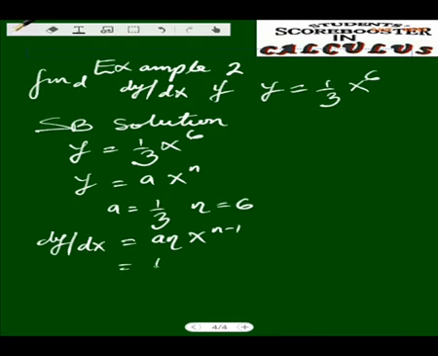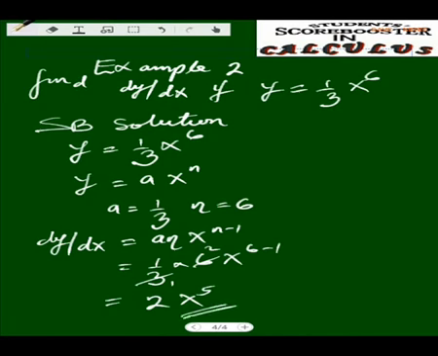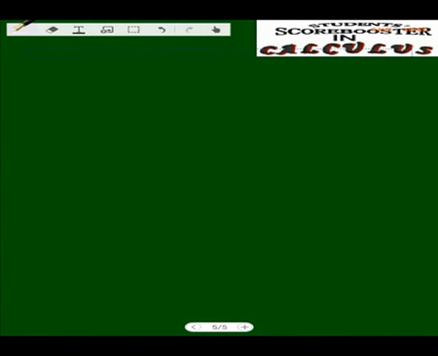So what is our a? Our a is 1 over 3 times our n is 6, then x, our n minus 1. So 3 here 1, 3 here 2. So you have 1 times 2, which is 2, then x, 6 minus 1, which is 5. As simple as that. I hope you are following. This is very simple. So I think I will give you some exercises.